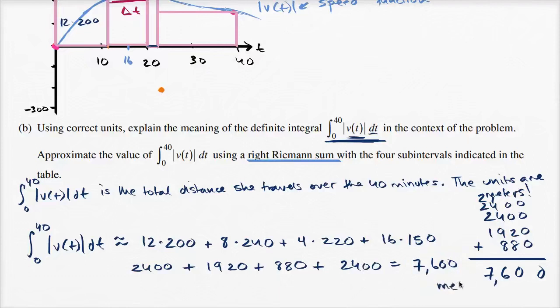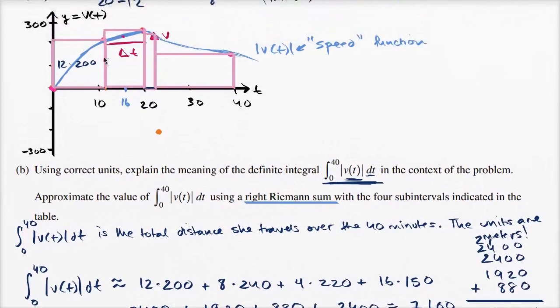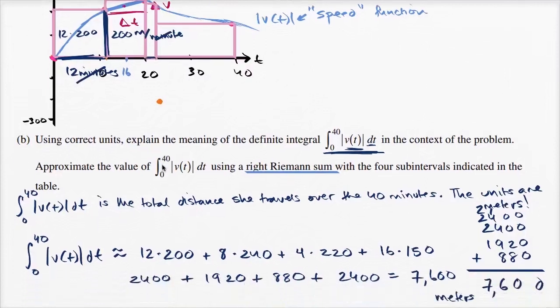Now you might be saying, wait, didn't we just find an area? Wouldn't areas be in meters squared? But remember, we're finding the area under the velocity graph. And so if you look at our units, say for this rectangle right here, you're multiplying 12 minutes times 200 meters per minute. So when you multiply them out, the minutes cancel with the minutes, and you're left with 2,400 meters. So even though it's area, if you look at the units, it's going to be in meters, not meters squared.